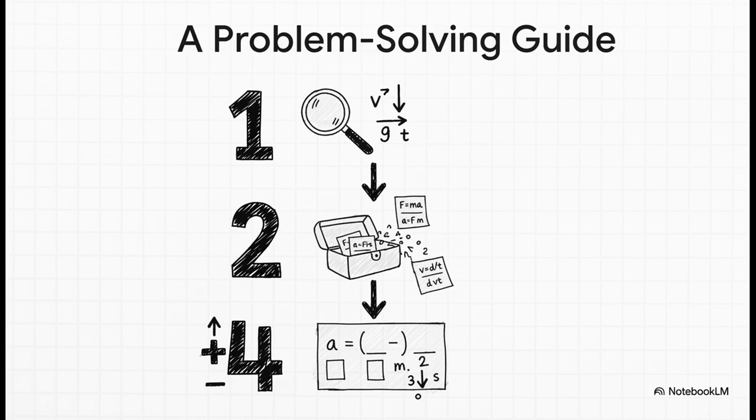Second, choose the right tool for the job, the equation that links what you have to what you need. Third, substitute those values in carefully. And fourth, and this is a big one, always understand what those plus and minus signs are telling you about direction. This methodical approach is your key to success.